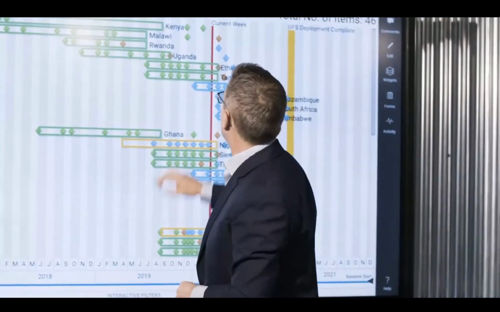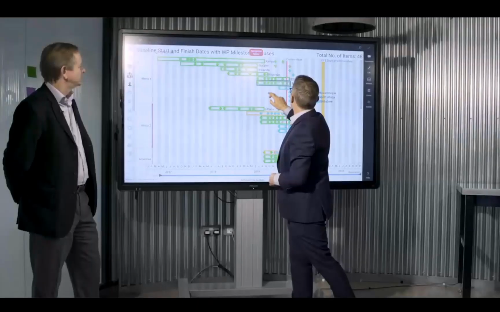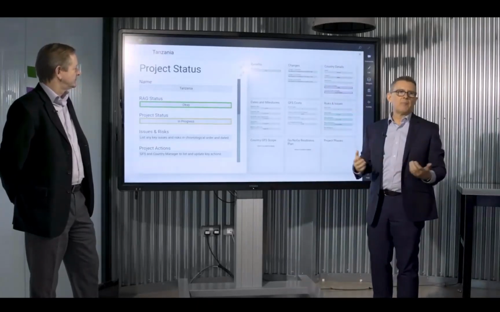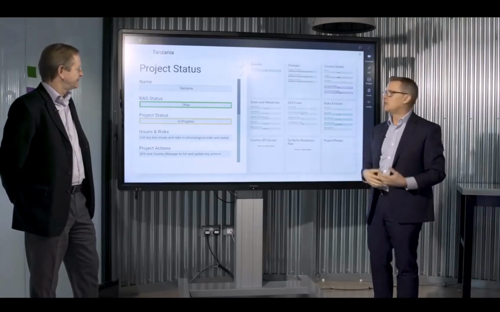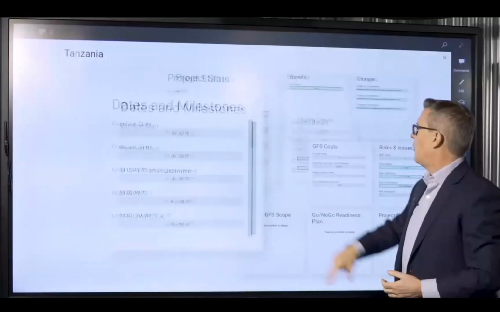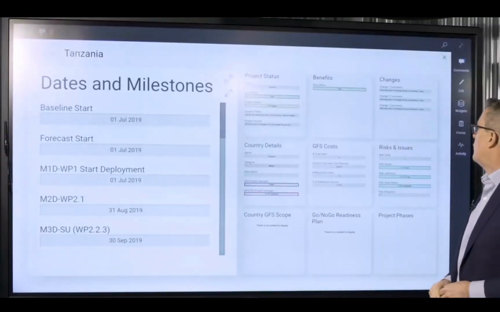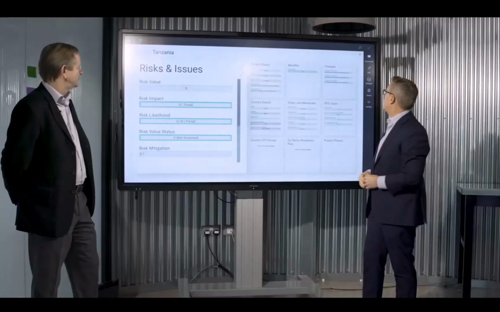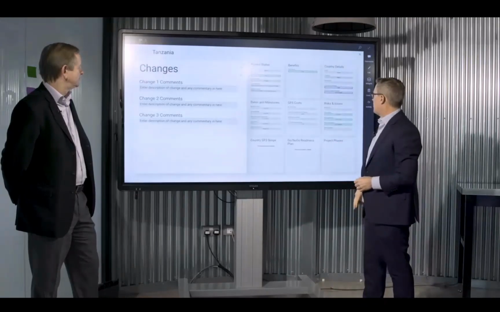Again, it's fully interactive, so if you press on any of these, and I'm just looking at one in particular, if I just take Tanzania for a moment, what we have is these data panels, again, that people can look at, so they can actually find out about the project, what the status is, what the key milestones are that we're looking for, what the risks and issues are. On this one, we don't have any at the moment. They're all very low. Are there any changes?